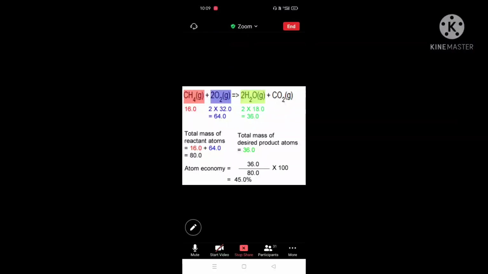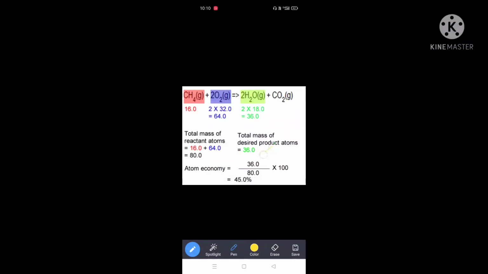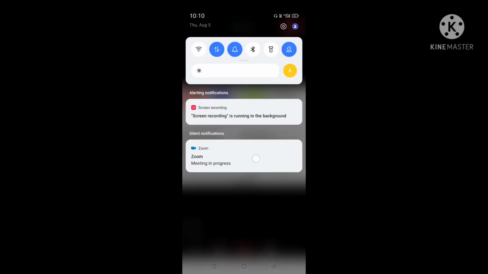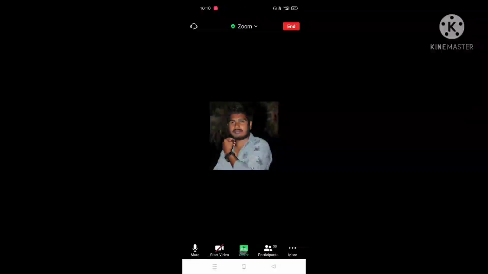For example, here CO2, we can take CO2, molar mass 44, so 44 by 80. Finally we are getting 55%, if we take CO2 as the desired product. So that is out of the issue. Okay, next.